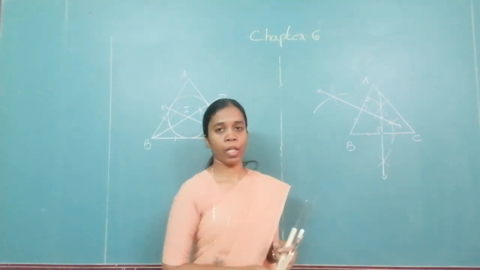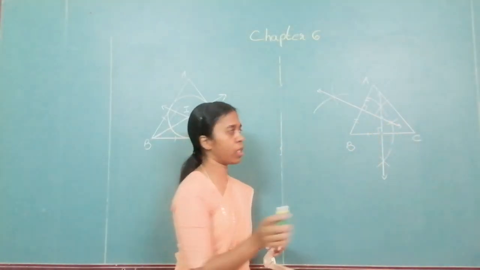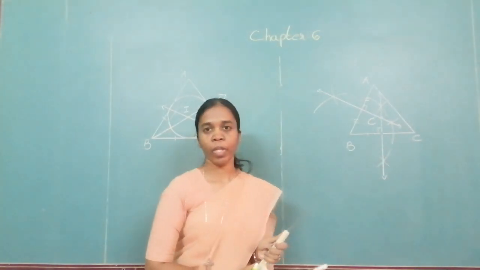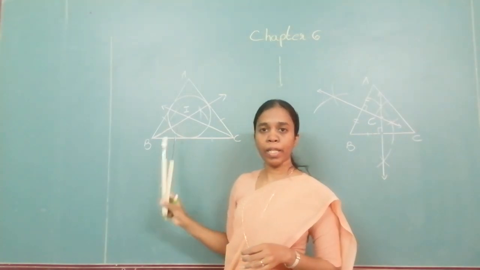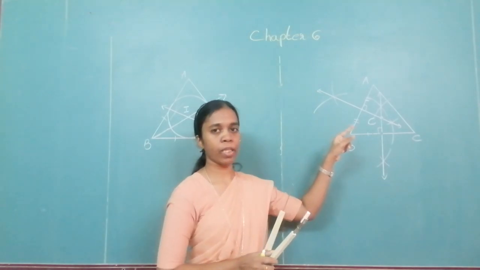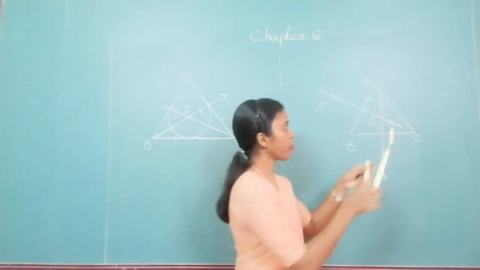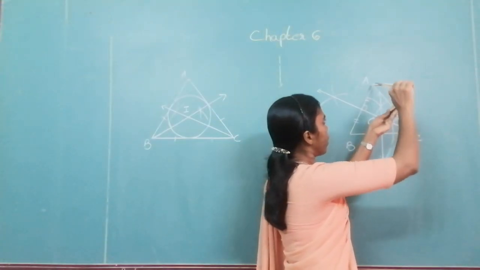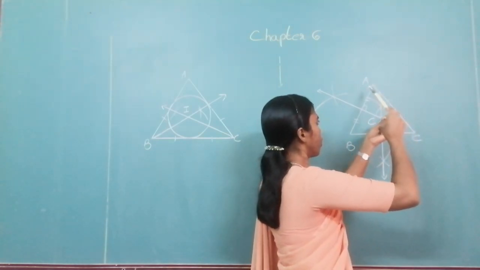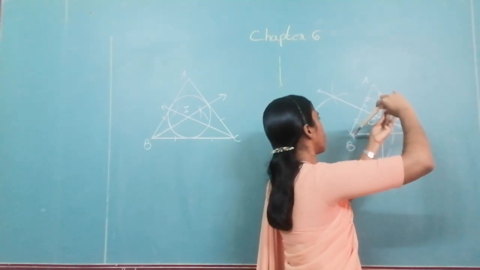This is the center of the circumcircle. Therefore, we denote it as capital C. For the incircle, the center is the incenter, denoted by capital I. For the circumcircle, it is the circumcenter, and we denote it as capital C. Now, keeping that as the center, we have to draw the circle. Make sure before drawing the circle that it is touching all three vertices.